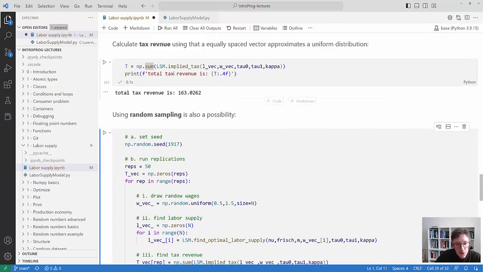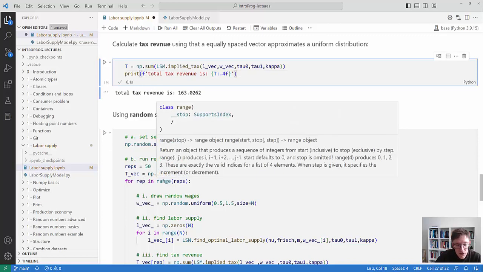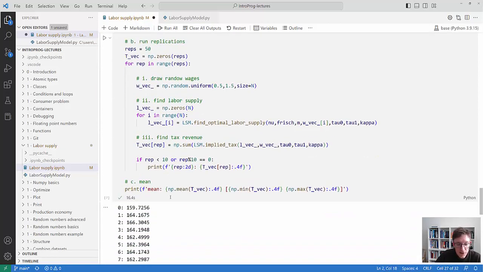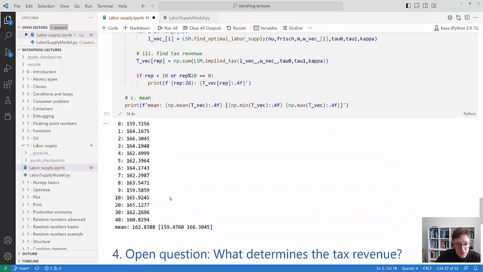But this, of course, up here was much faster and didn't need any of the problems with repetitions and so on. But it's always good to think about different ways to solve the problem and show that they get you at least approximately the same result. That makes you more confident that you've actually found the right solution.